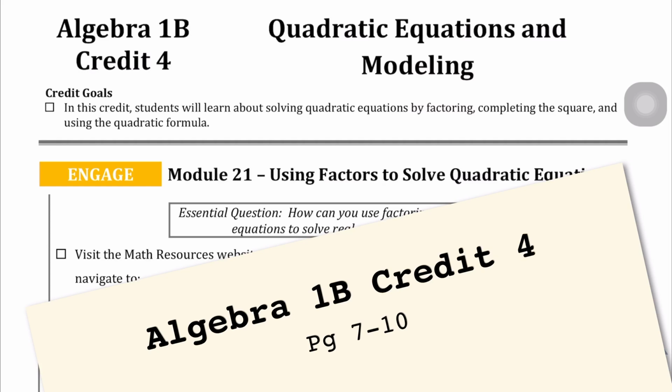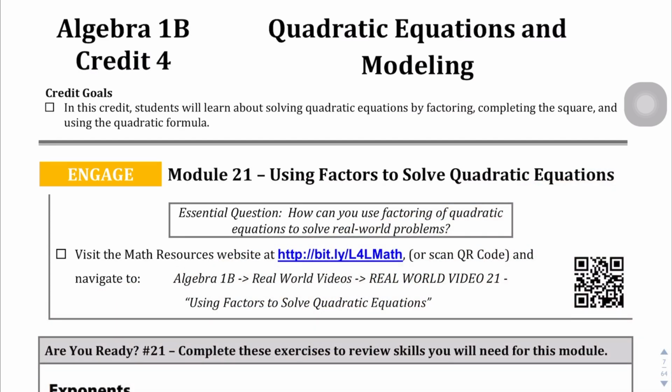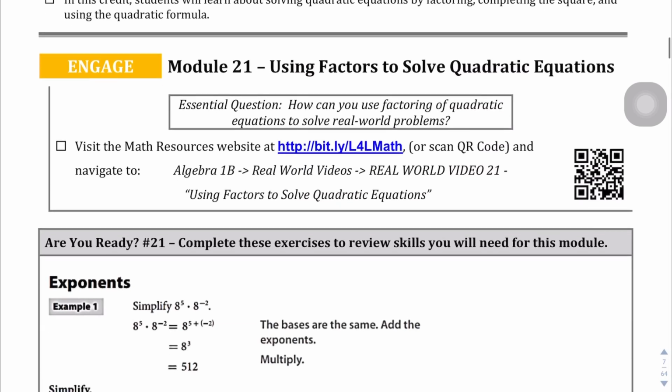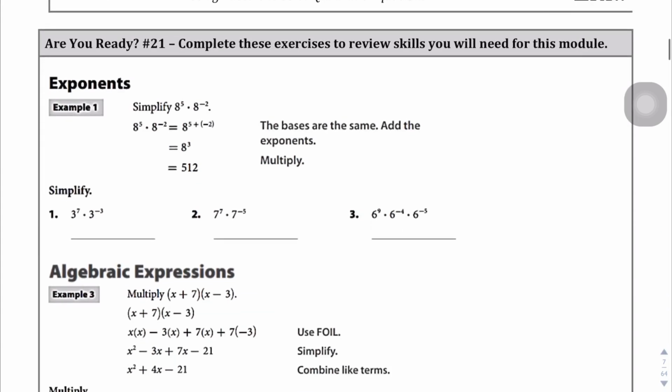Alright, welcome to Algebra 1B Credit 4. In this credit we're going to be talking about quadratic equations and modeling, and specifically the big focus on this credit is actually on factoring quadratic equations to find solutions. So if this is your first time even attempting algebra, that means nothing to you. So let's just jump in to the credit.